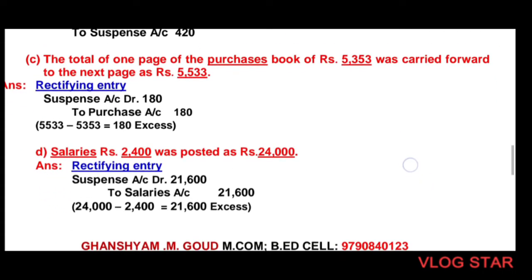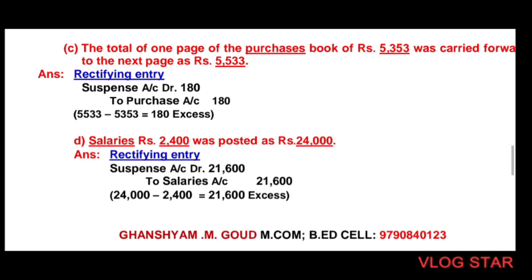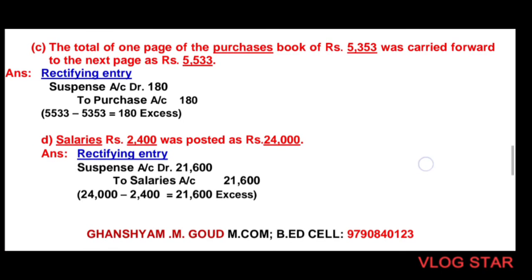Next question. The total of one page of the purchase book, ₹5,353, was carried forward to the next page as ₹5,533. So it is more, excess, ₹180. So excess means we have to write the opposite entry. Purchase is a debit balance. Opposite of purchase, debit balance, is credit balance. So rectifying entry is suspense account debit ₹180 to purchase account ₹180. Understand? 5533 minus 5353 is 180 excess. The difference value only we have to write. Okay.